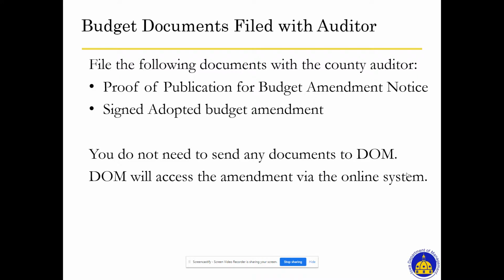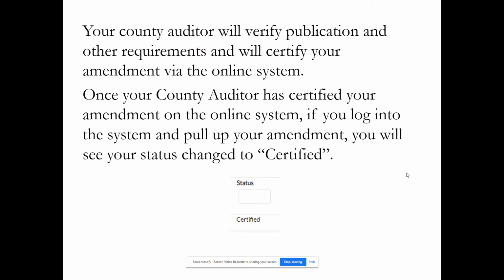You do not need to send any documents to Department of Management. We're going to access the amendment via the online system. So you don't need to scan anything and send it to me. I can see in the system when you've done an amendment, and I can access all the information in that way. Your county auditor then does verify publication and other requirements and will certify your amendment via the online system.